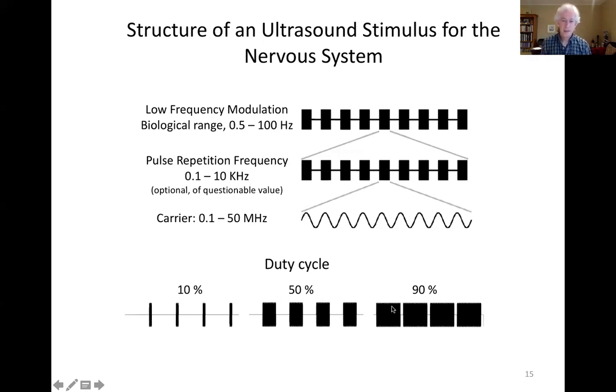Another parameter that can be used to vary the stimulus is a duty cycle, meaning that if you have a pulse stimulus, then that stimulus can be pulsed at a very low duty cycle, only being on, let's say, 10% of the time, or 50% of the time, or almost on almost all the time, 90% of the time. This duty cycle could be applied to this intermediate pulse frequency or the lower frequency modulation. So as you can see, there's a range of parameters that one can vary, even before one gets into a spatial focusing of the ultrasound stimuli. And this range of parameters has not really been fully explored, and this is ongoing work.